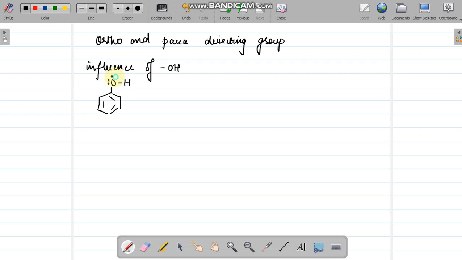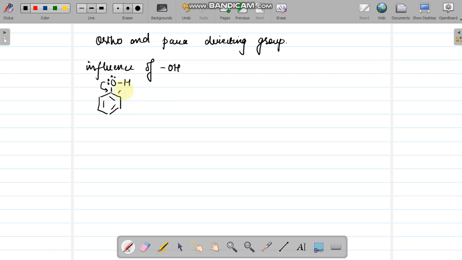Two lone pairs are over here. Now, what is going to happen? The phenolic group is going to increase the electron density. So, what is going to happen? This lone pair is going to donate electrons over here.